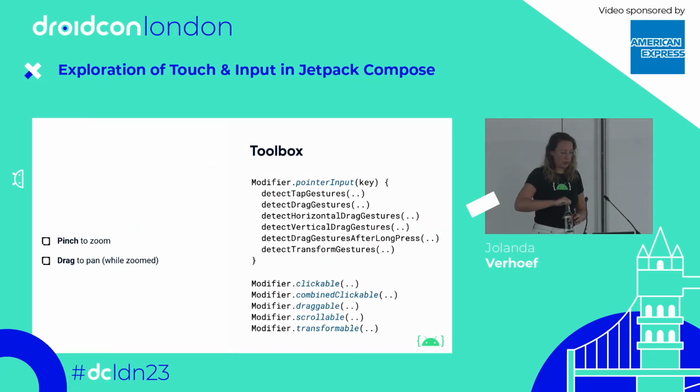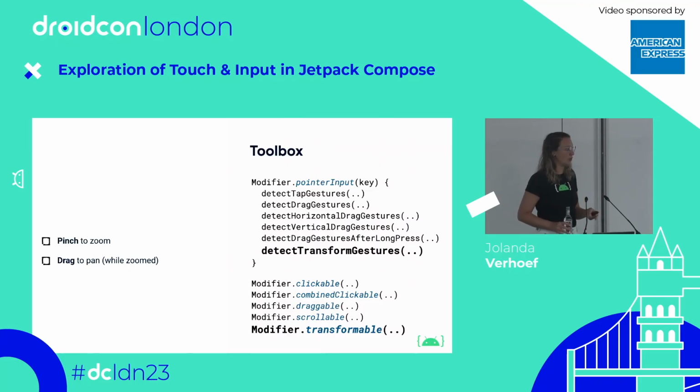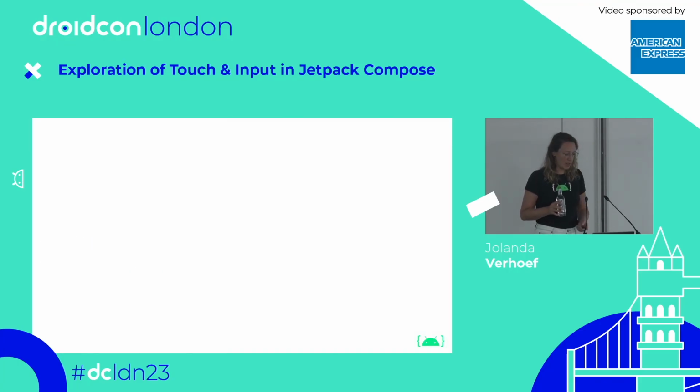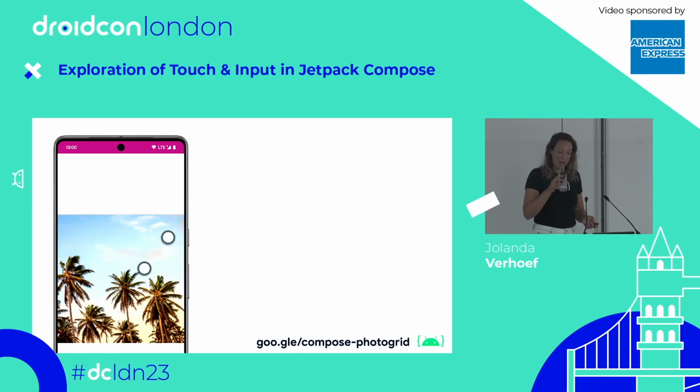For these requirements, we should recognize all sorts of movements. So we want to listen to two pointers for zooming and a single pointer for panning. And that's where we again have two options. We can use detectTransformGestures, or we can use the transformable modifier. Okay, so we want to see what behavior we want.